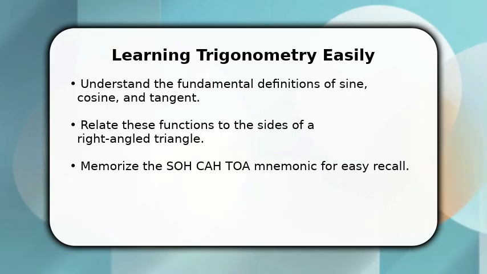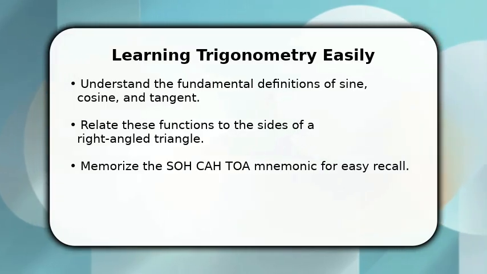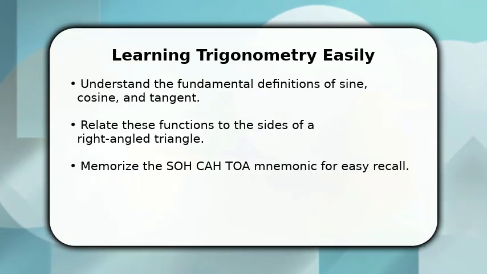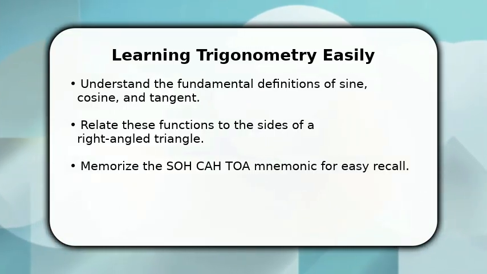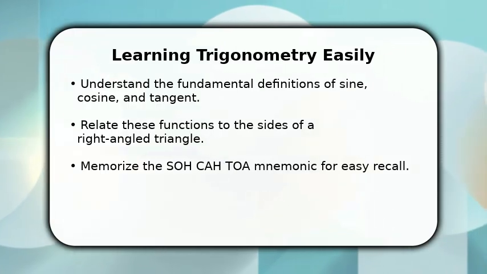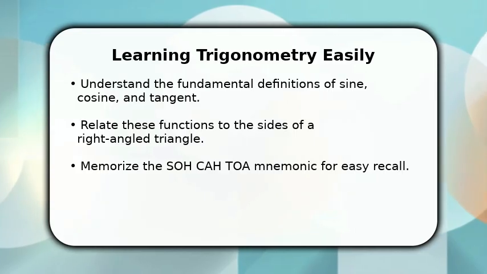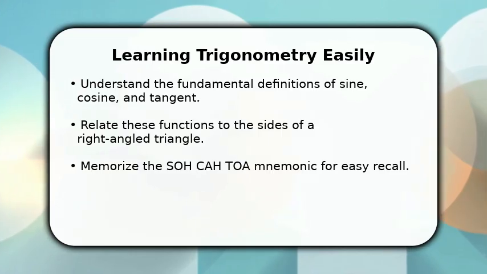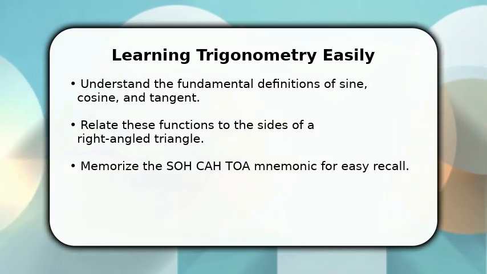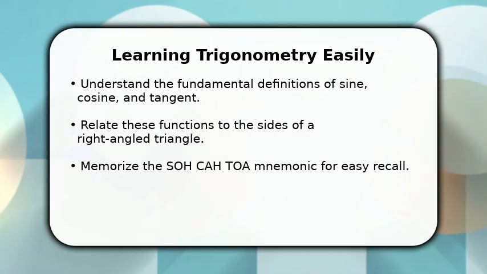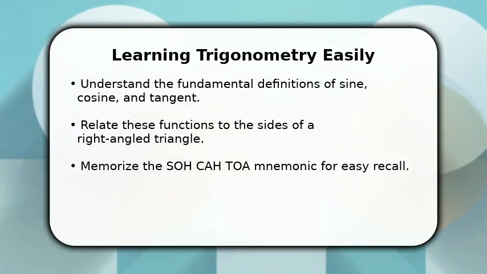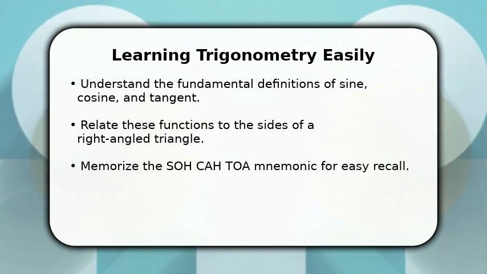In this video, I will explain how to learn trigonometry in an easy way. Start by grasping the core concepts of sine, cosine, and tangent. These three primary trigonometric ratios are essential for understanding angles and sides in right triangles. Remember the SOHCAHTOA mnemonic, which stands for sine opposite hypotenuse, cosine adjacent hypotenuse, and tangent opposite adjacent. This simple tool will be your best friend for solving many problems.